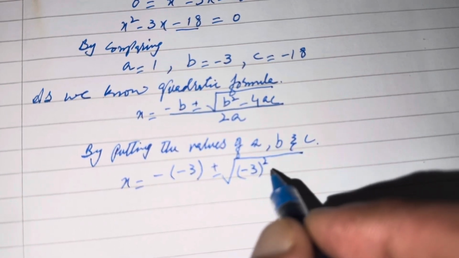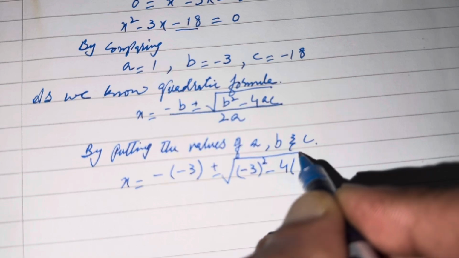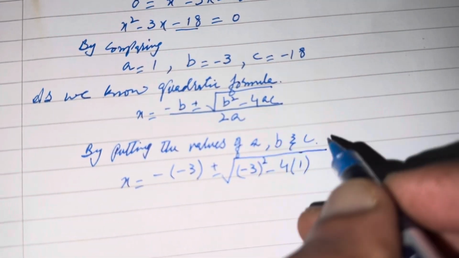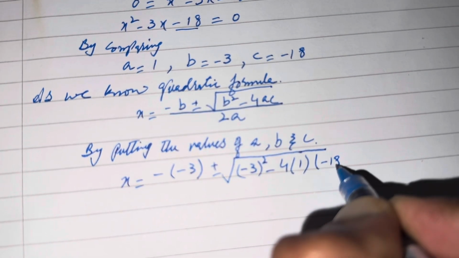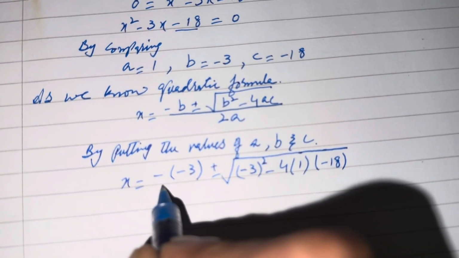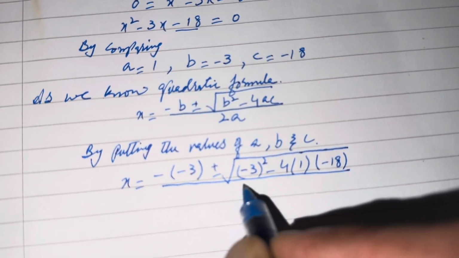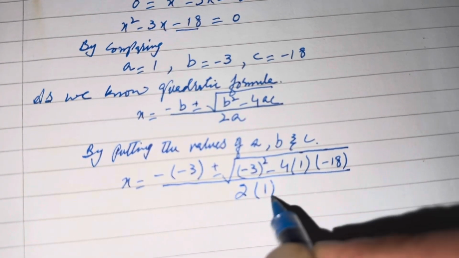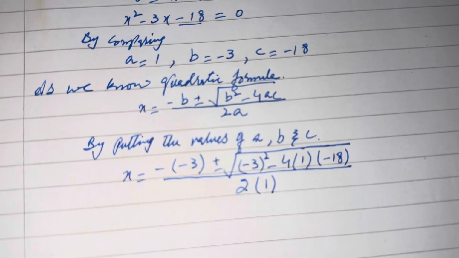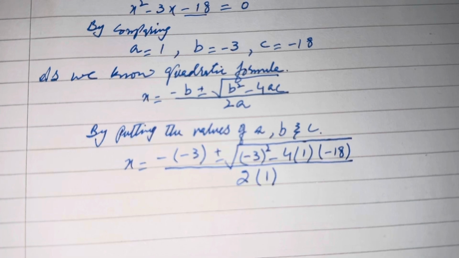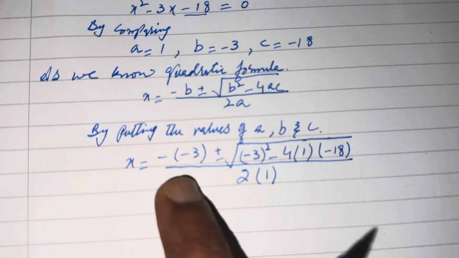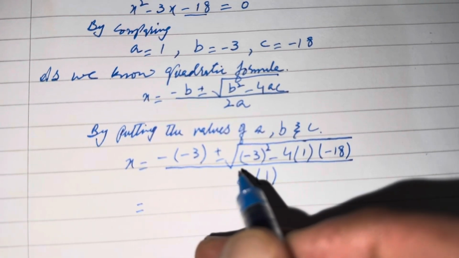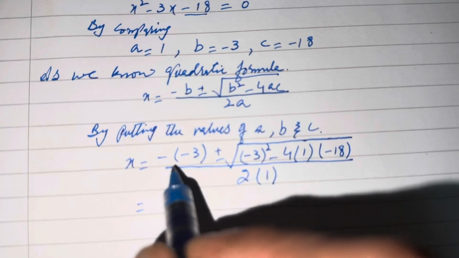So minus 4 into a, the value of a is 1, and the value of c is minus 18, divided by 2 into a, the value of a is 1. So now you can see the situation is like x is equal to all the numbers over here, so we can simplify easily when we get all the numbers in the equation. So now simplify this equation.